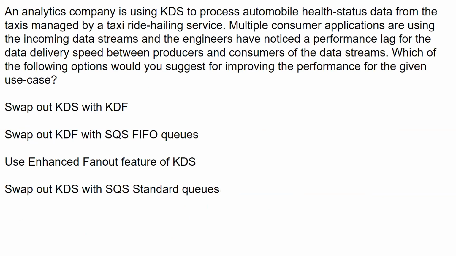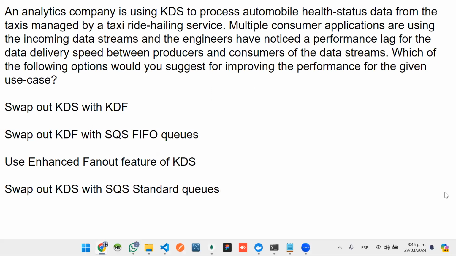All right. An analytics company is using KDS, Kinesis Data Streams, to process automobile health status data from the taxis managed by a taxi ride hailing service. Multiple consumer applications are using the incoming data streams, and the engineers have noticed a performance lag for the data delivery speed between producers and consumers of the data streams. Which of the following options would you suggest for improving the performance for the given use case?